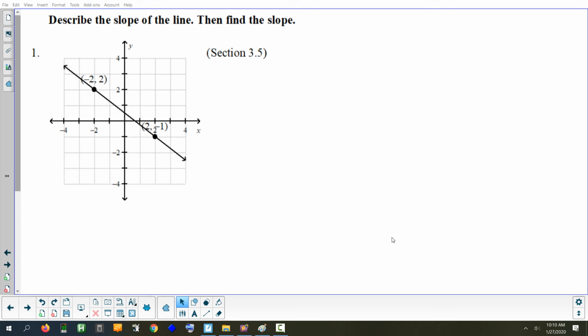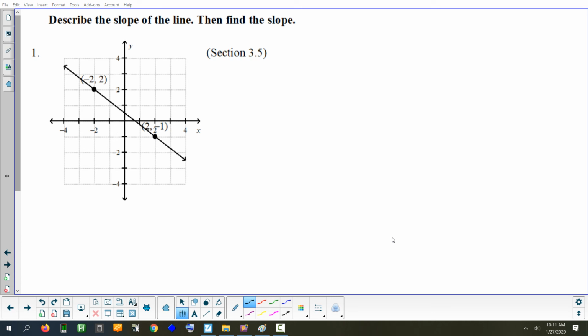Thank you. Right. So let's take a look at number 1. Okay, number 1 says find the slope or describe the slope and find it. Do both. The first thing is we're going to find the slope. What's the formula to find slope?